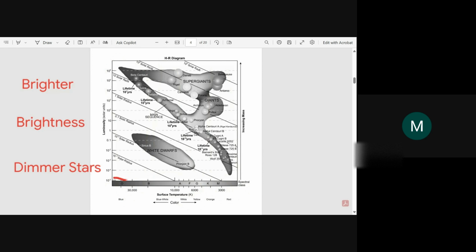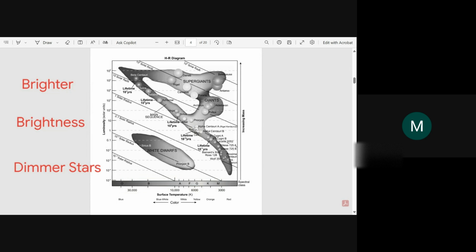Within here, you also have the class of stars, and they go by O, B, A, F, G, K, M. For example, the sun would be in the class of somewhere between an F and a G.